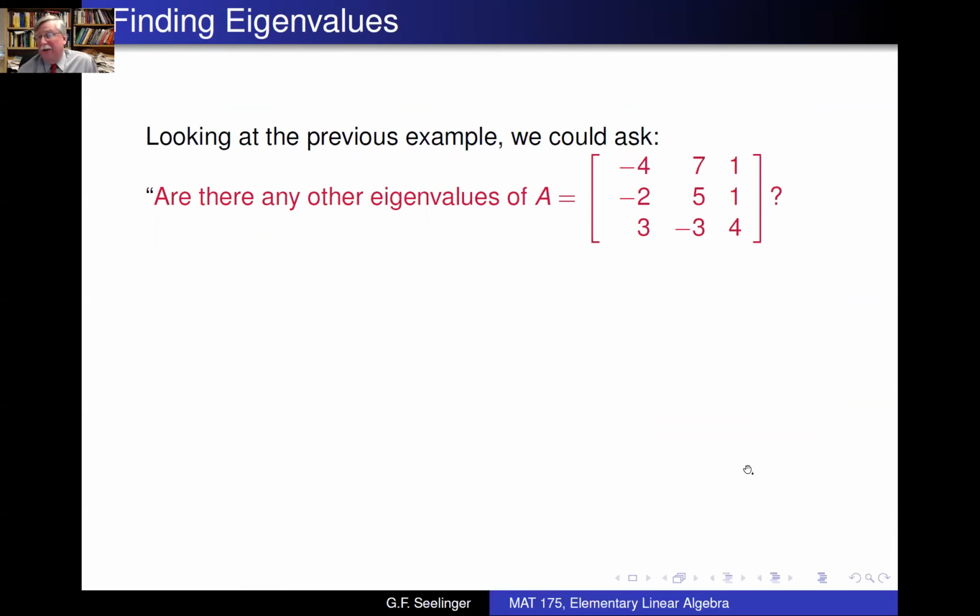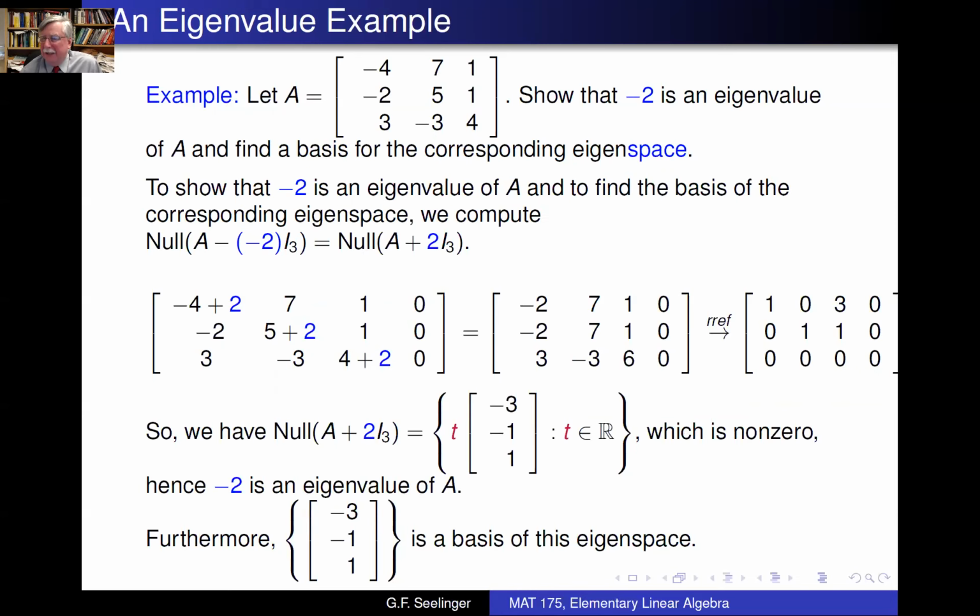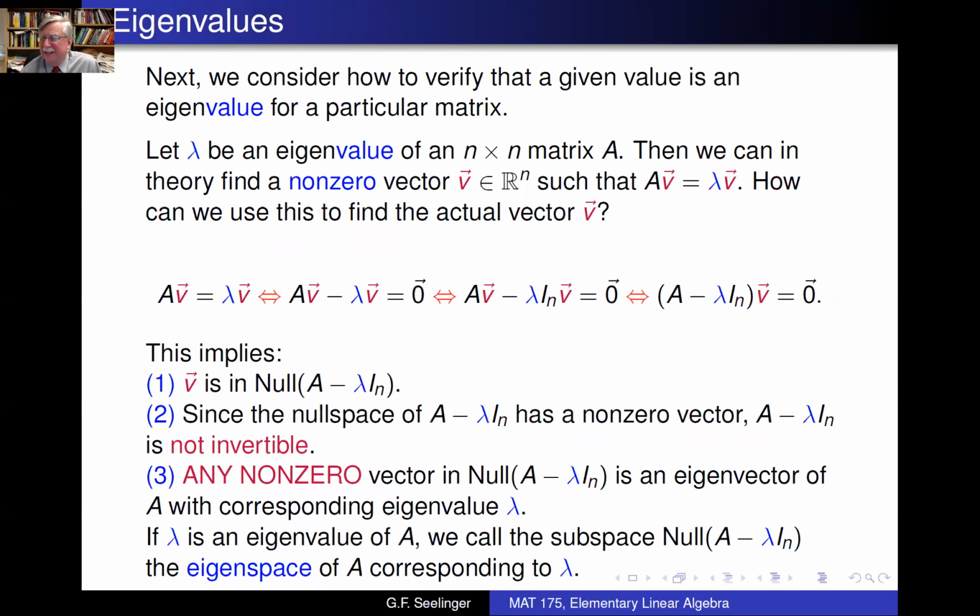One can ask, are there any other eigenvalues of this A? I showed -2 is one. I gave you the answer. How did I know it was -2? So how do you find eigenvalues? The key goes back to this idea here. A number lambda is an eigenvalue whenever A minus lambda times I_n is non-invertible.